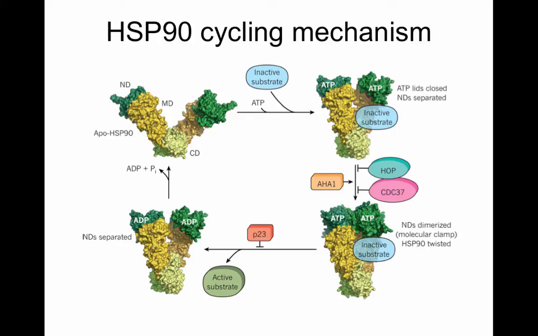Here's Hsp90's cycling mechanism that involves ATP and a general client. First, ATPs bind the N-termini, and an inactive client binds the middle domains. Hsp90 is still only in a partially closed state since the N domains aren't dimerized yet. Then co-chaperones are recruited, thus causing the N-termini to dimerize and fully clamp in a twisted conformation. This dimerization of the N-termini subsequently hydrolyzes the bound ATPs and activates the client. The N-termini then separate, the ATPs and inorganic phosphates leave, and the cycle can begin again.